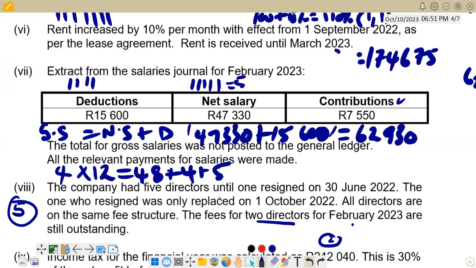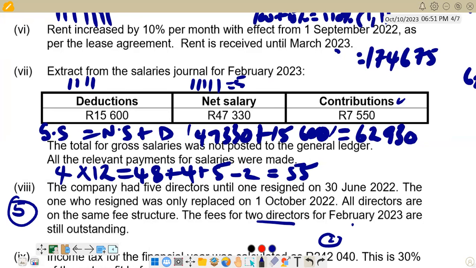But they were not all paid, because they are saying 2 directors for February 2023 are still outstanding, which means we have got 2 months that are not paid. So we subtract those 2 months to get the months that were paid. So we say 48 plus 4, we get 52, 52 plus 5, we get 57. 57 minus 2, we get 55. So we got 55 that were paid. So the amount that we have in the list of balances is for 55 months.